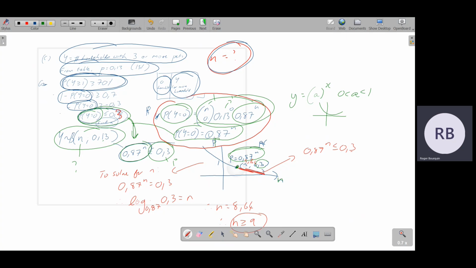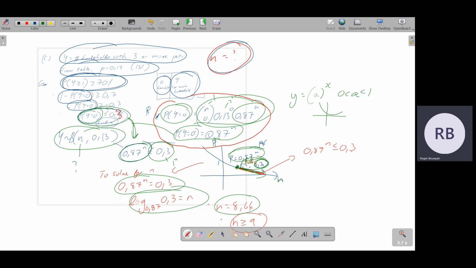So we want to know what must be the values of n so that the probability, which is on the y-axis, is less than or equal to 0.3. First of all, I'm going to find what goes with the y value of 0.3. In other words, I'm going to solve the equation 0.87^n equals 0.3. If we use logs, n is equal to log 0.3 base 0.87, and we get n equal to 8.64. So this point over here is (8.64, 0.3).